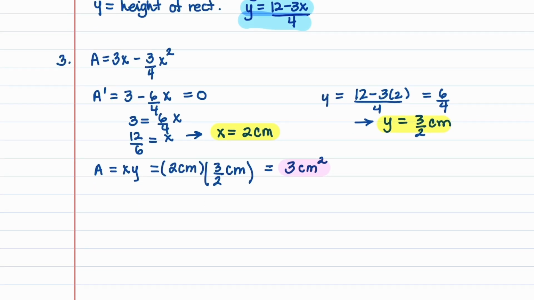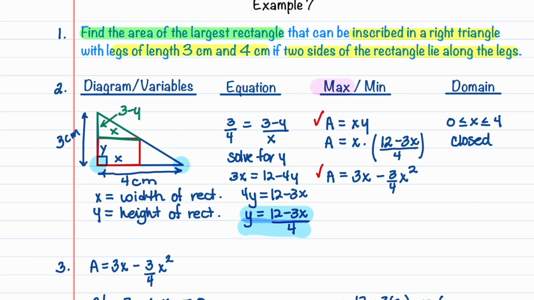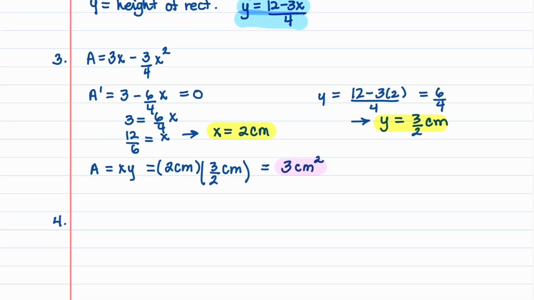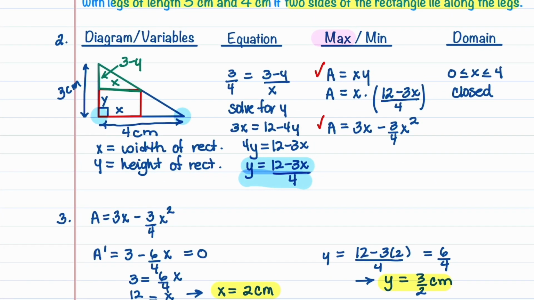It may now feel like we're done, but we're not quite done. What we have to do now is justify that this area that we got is a maximum. To do that, we have to go back to our domain and see if it's open or closed. This domain is closed, so to justify that our area is a maximum, we have to find A at our endpoints and then compare it to the 3 centimeters squared. To find our area at the endpoints, let's go back up and look at our diagram. At this point on our left, x is equal to 0, and at this point on our right, y is equal to 0.